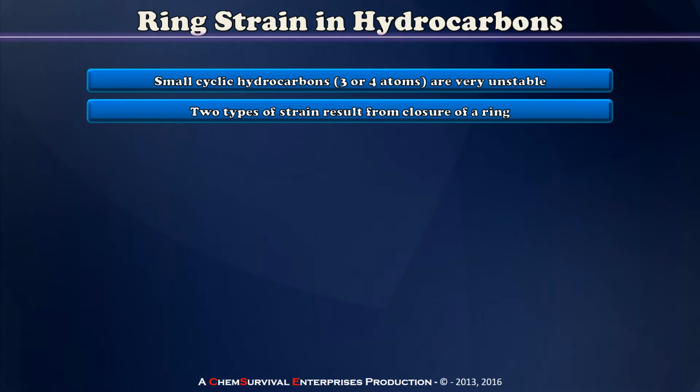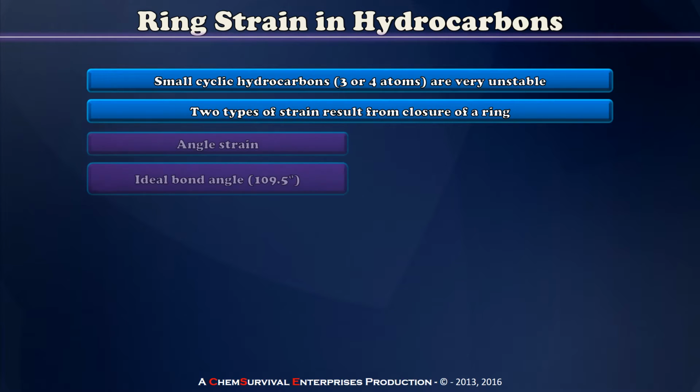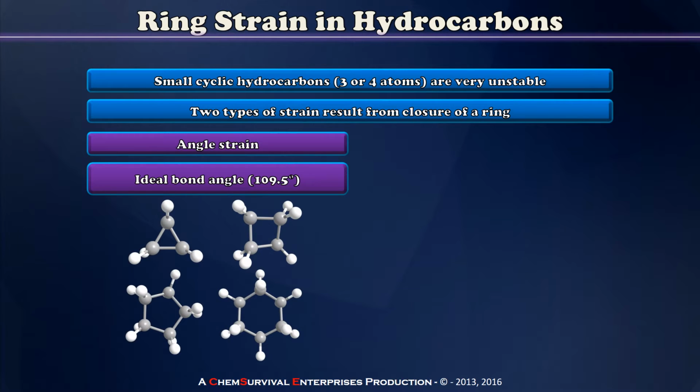Now, 2 types of strain result when you have the closure of a small ring like this, and they add up to form what we call ring strain. The first of the 2 substrains is angle strain. Now, we know that a typical CH2 bond angle in a hydrocarbon that's, for example, a linear chain like hexane, should be about 109.5 degrees. So we're going to take a look at a few small cyclic molecules and measure these bond angles to see how they match up.